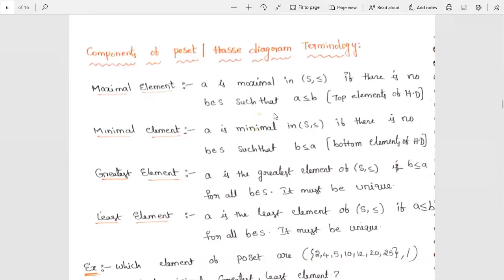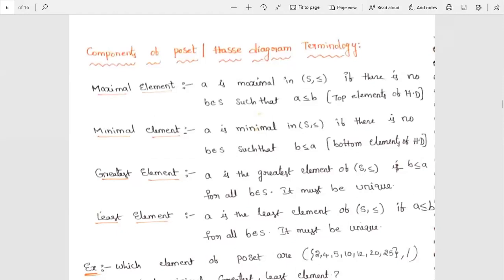So in this class, we discuss the remaining four components of Poset or Hasse diagram terminology. In the last class, we already discussed four components of Poset, that is maximal element, minimal element, greatest element, and least element. So what is maximal element?